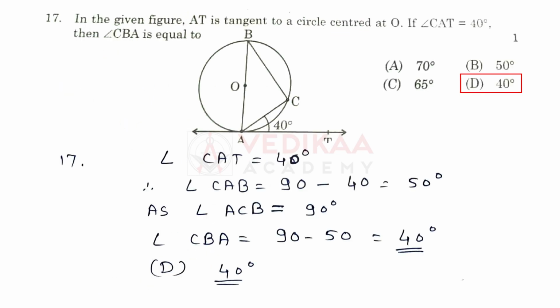Next, question number 17, you have to calculate angle CBA. Now, angle CAT is given as 40 degree. We know that the angle subtended by the diameter is 90 degree. Angle ACB is 90 degree. So from that, angle CAB is equal to 50 degree. And again, by using the angle sum property of the triangle, you can calculate angle CBA is equal to 90 minus 50, which is also equal to 40 degree. Okay, so the correct option is D, 40 degree.